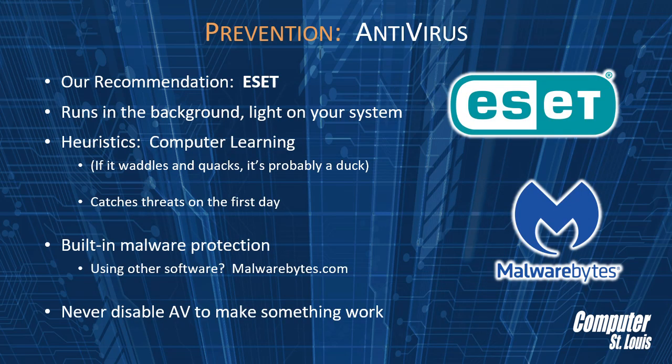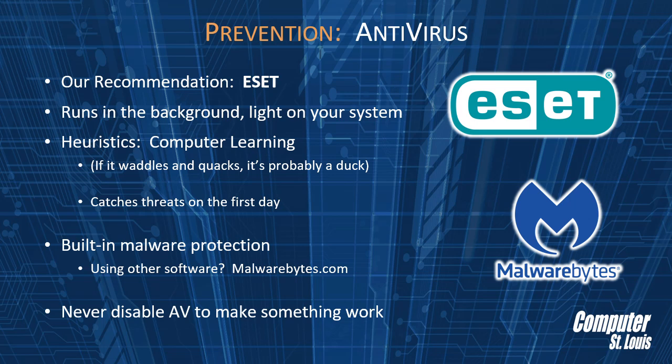So antivirus, our recommendation is ESET. It runs in the background, it's light on your system. It deploys machine learning heuristics, which basically means if a piece of code looks like it's a threat, it probably is a threat. So it's good at catching stuff on the first day before there's a definition of that threat recorded. It also has built-in malware protection.